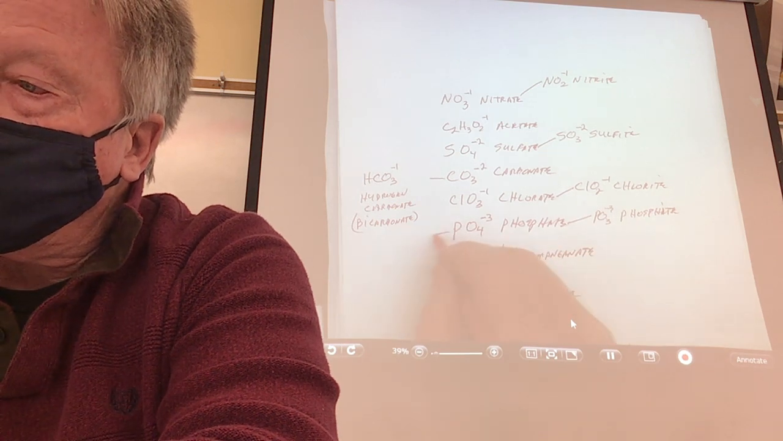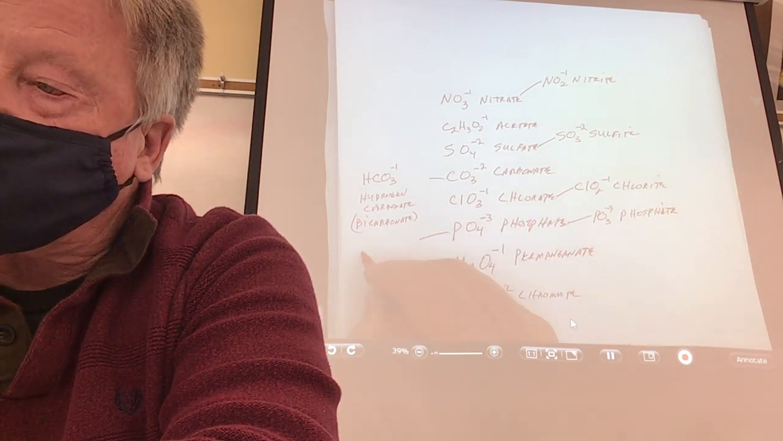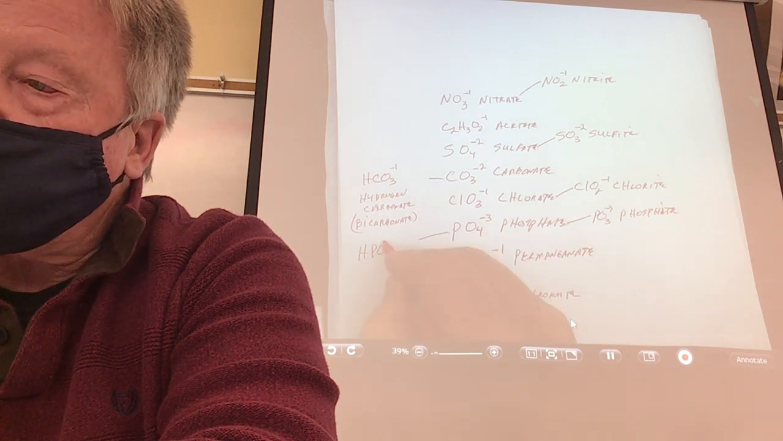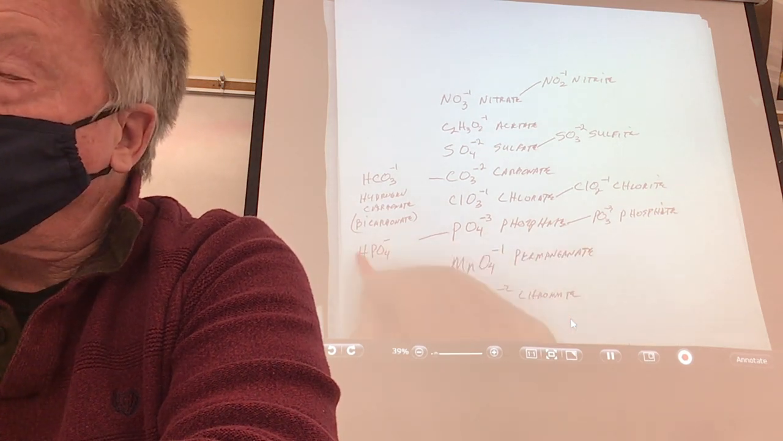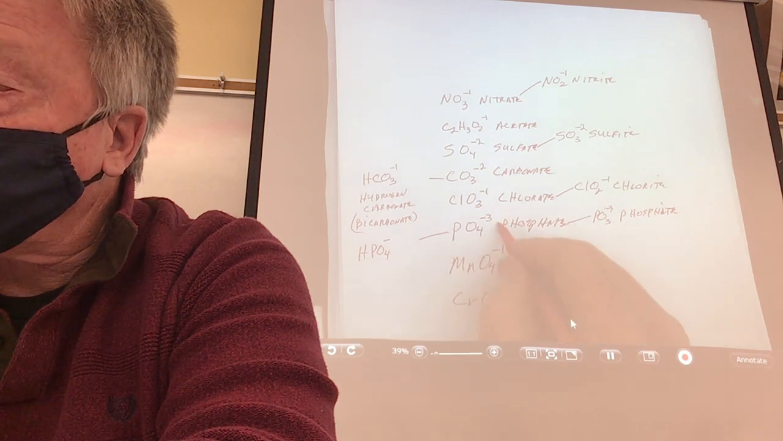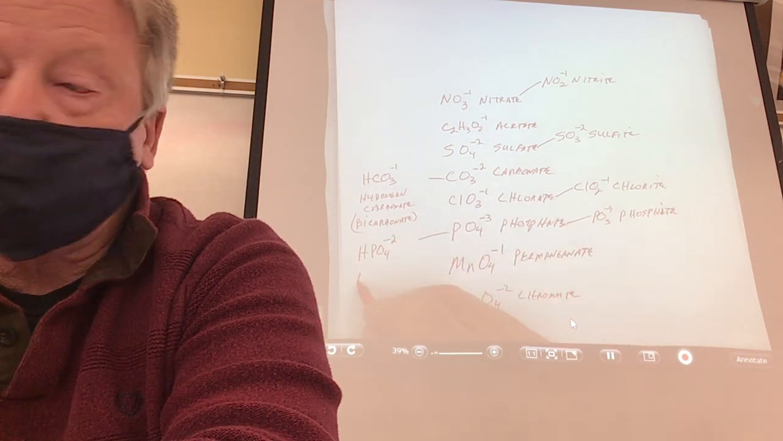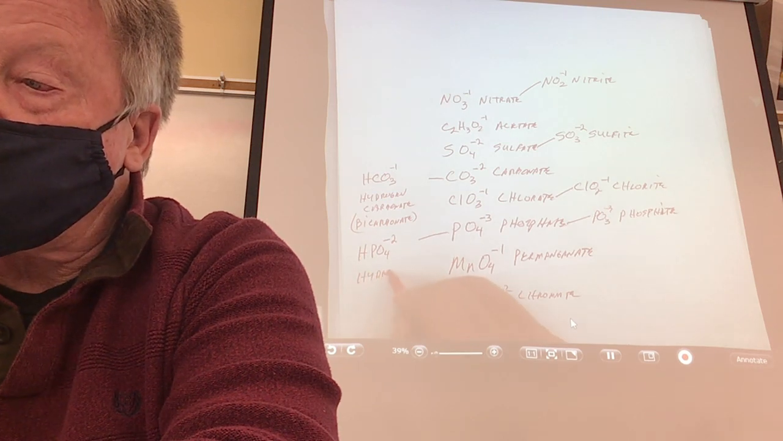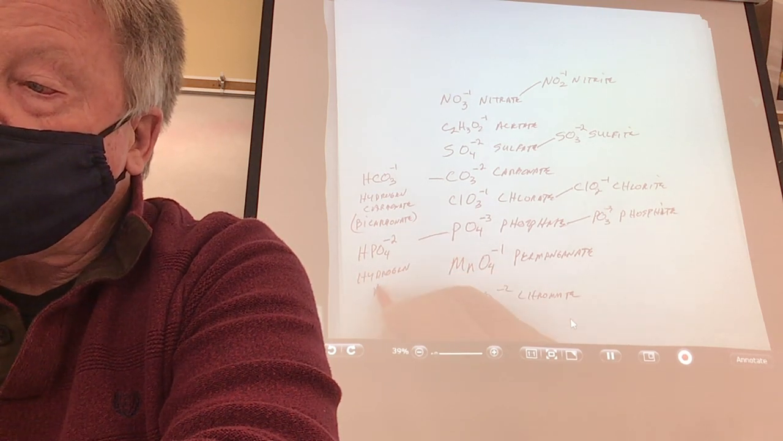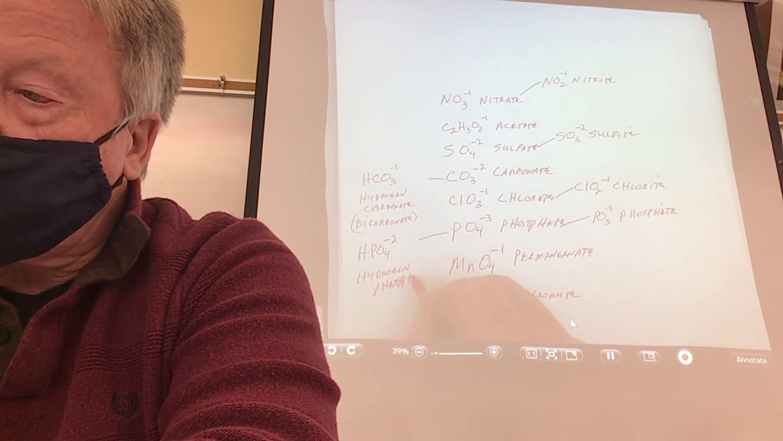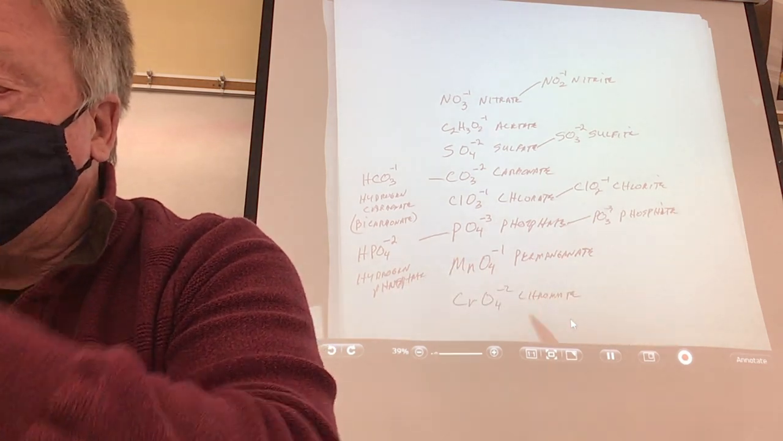Now, let's do another one. What if I add a hydrogen onto PO4 -3? It wouldn't be -3 anymore. What would it be? If I add a plus hydrogen to -3, what would it become? See that? And what would be the name for this? Hydrogen what? Phosphate. Okay, I'm not going to spend more time on that.